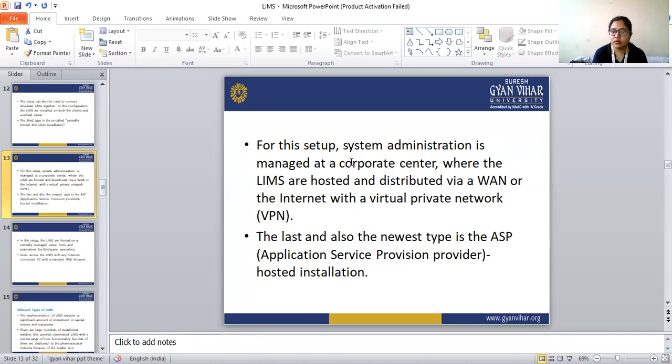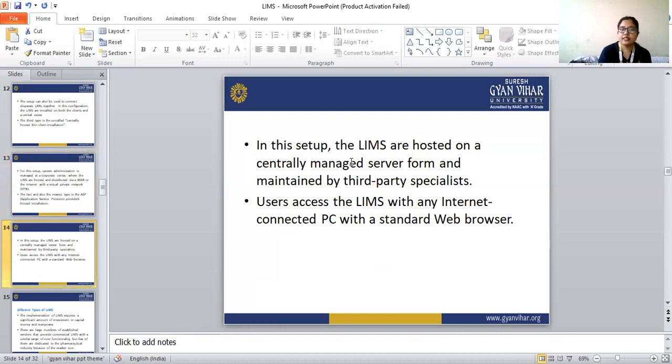So the last and also the newest type. These are the types of architecture. The fourth architecture's name is ASP, meaning application service provider hosted installation. In this setup, the LIMS are hosted on a centrally managed server farm and maintained by third-party specialists.